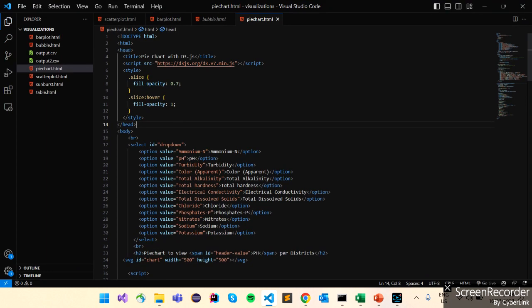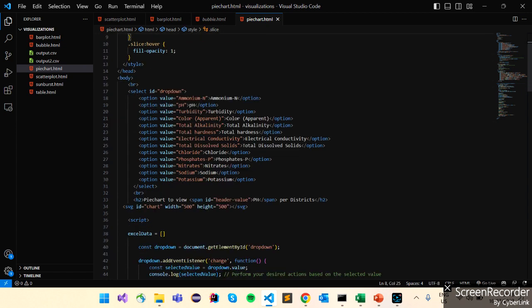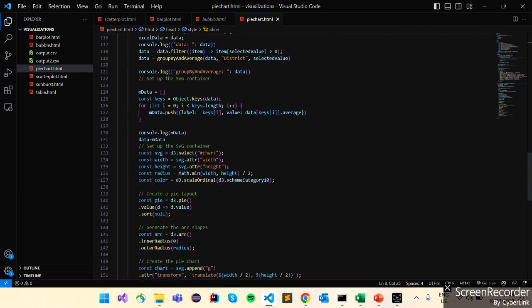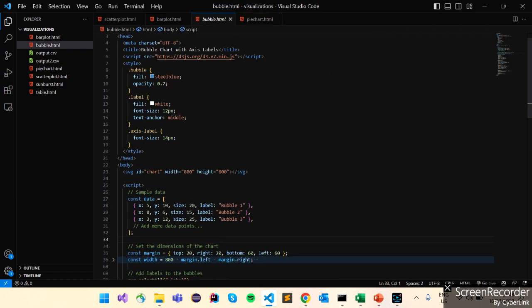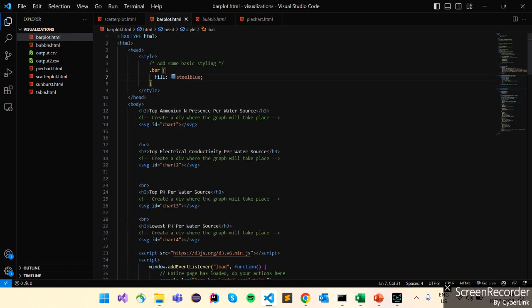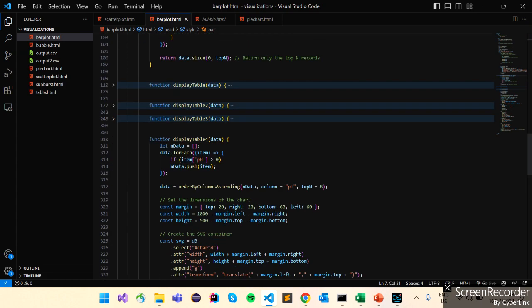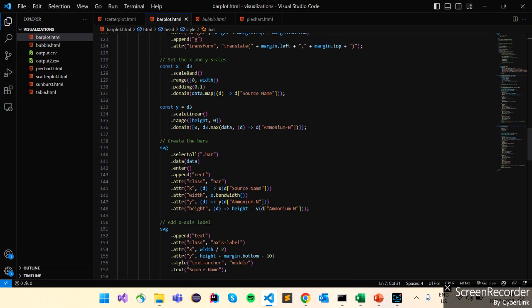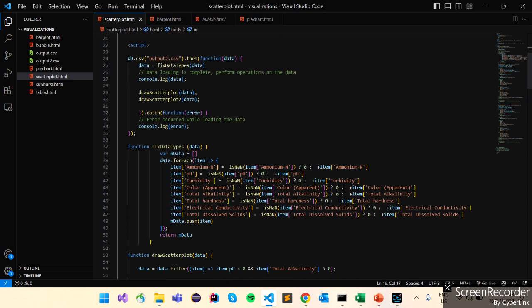Now onto my code. I submitted this code on GitHub, as I mentioned earlier. This is the code for my pie chart, and this is the code for my bar plot, still submitted on GitHub as well, and for the scatter plot.